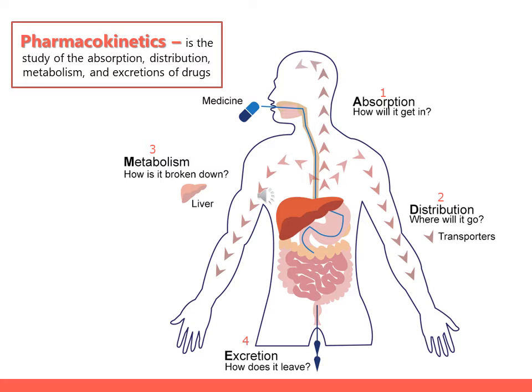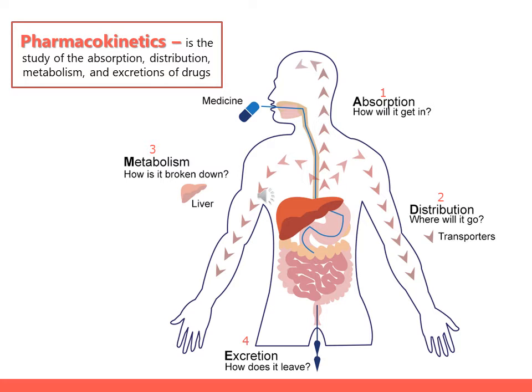So the last process or stage in pharmacokinetics is excretion. How does it leave the body? Most medications are normally eliminated through our kidneys in the form of urine. However, there are some medications that are also excreted through our feces, breath, and perspiration. So that means if you have a problem with the kidneys, you might have a problem with the excretion of these medications.